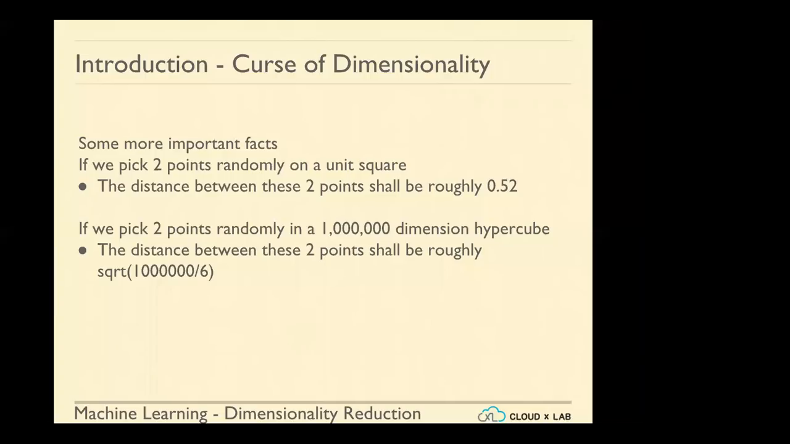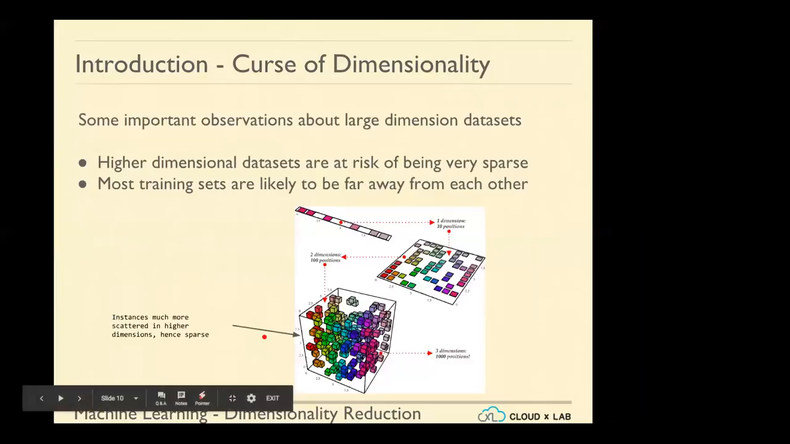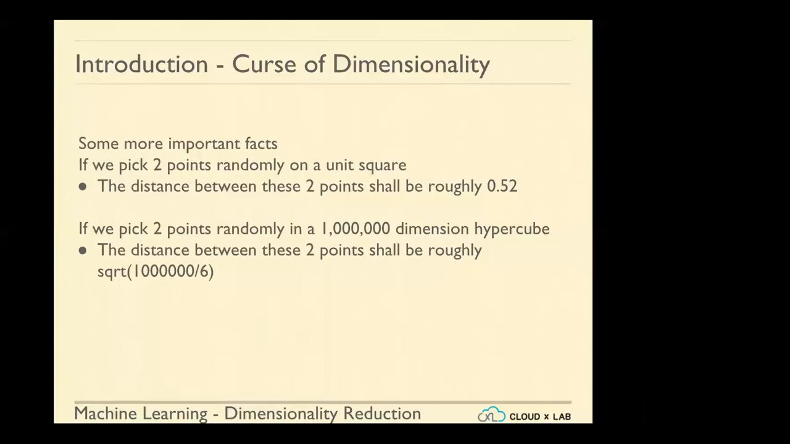Imagine that there are two data points A and B, each on the opposite extreme. Then the distance from the center is going to be 1 squared plus 1 squared plus 1 squared and so on, right? In that case, if you have two points randomly picked from a 1,000 dimension hypercube, the distance between these two points shall be roughly this much, which is really huge. I'll talk about higher dimension data sets later.